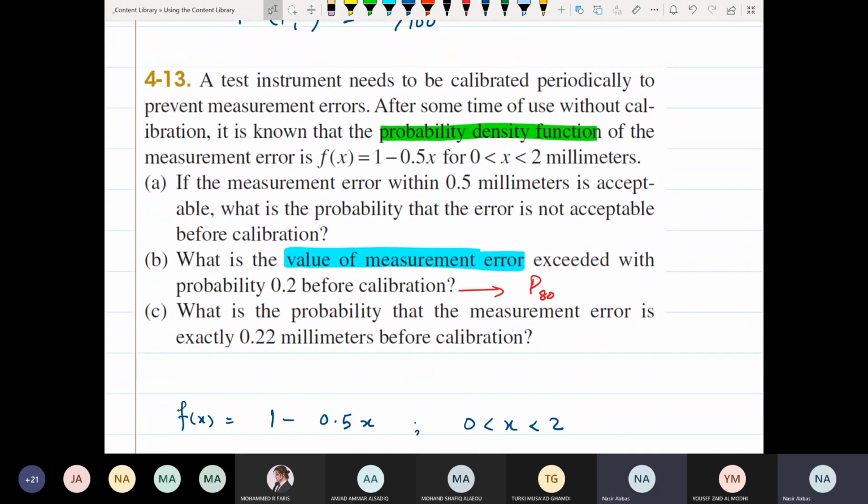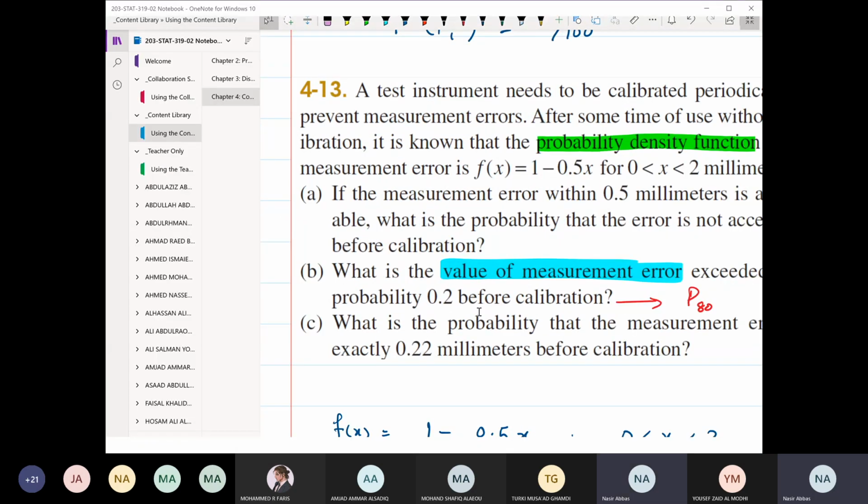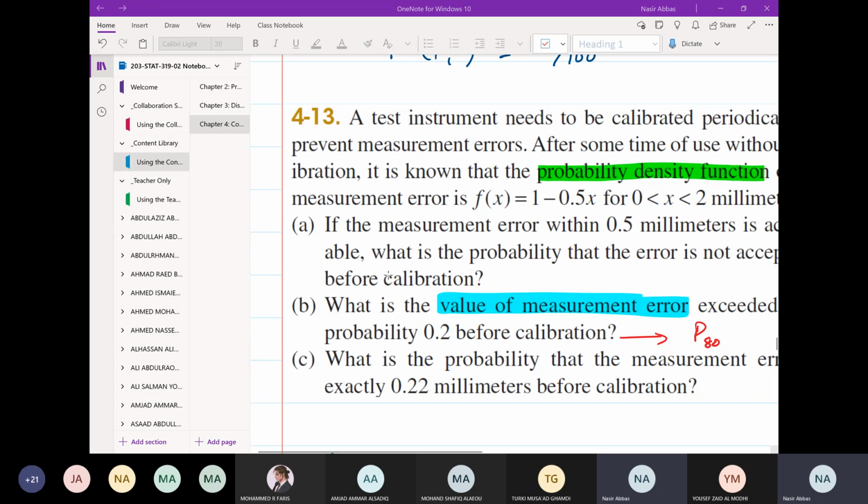Any question from this 4.13? Let me find one more question for which I want you to practice the split domain, and then we can move on to the next topic. Let me see if I find a question of split domain. There it is.